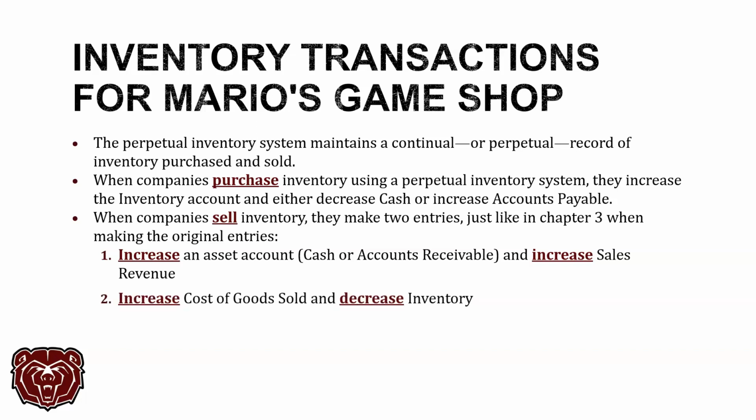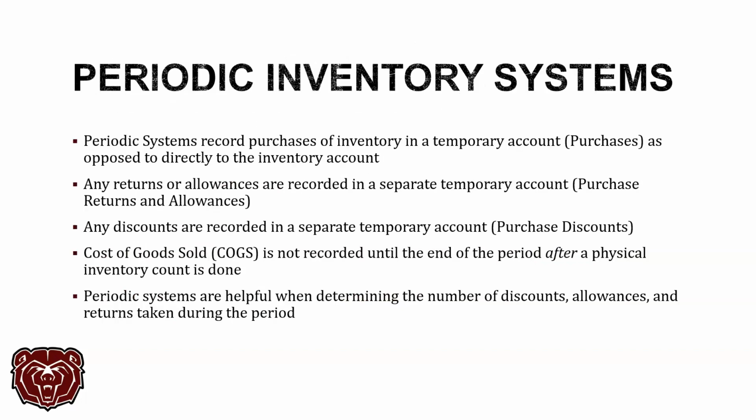The second part of that transaction is going to be the expense part. So we're going to increase cost of goods sold and we're going to decrease inventory. We're increasing cost of goods sold because it's an expense, and we're decreasing inventory because we no longer have that inventory on our shelves to sell, okay?